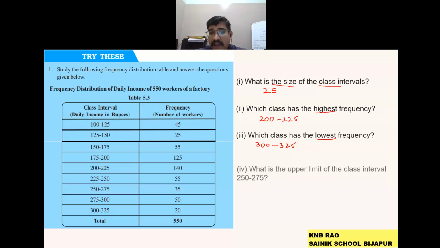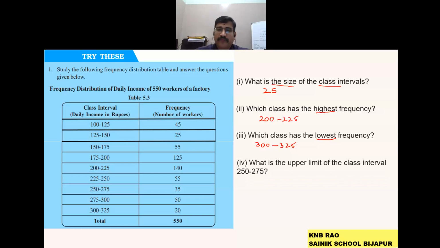Fourth question. What is the upper limit of the class interval 250 to 275?